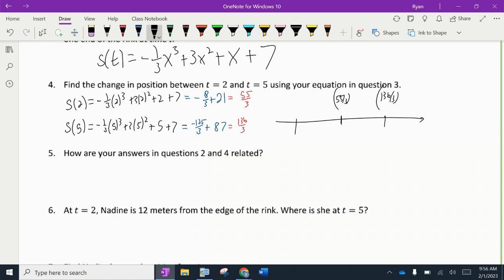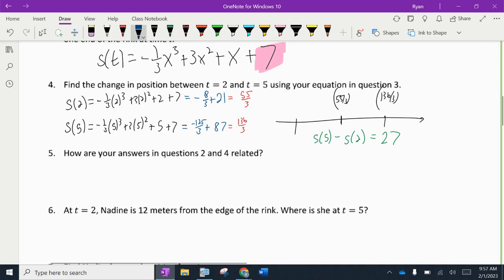What is her change in position? What are you going to do with those two numbers? Subtract them. Take S sub 5 minus S sub 2. 136/3 minus 55/3. And what does that come out to? 27. Remember, I totally guessed up here with that +7. Does that mean I got the right thing? No. The +7 was added to one, it was added to the other, when we ended up subtracting them.